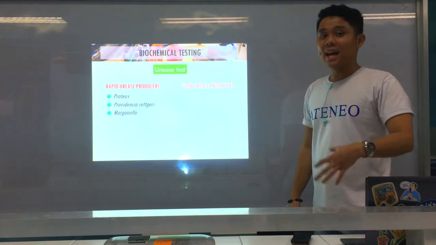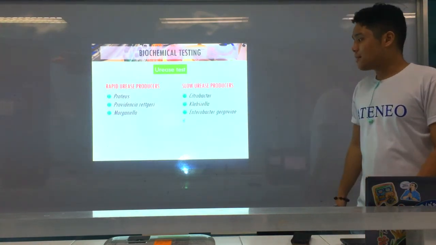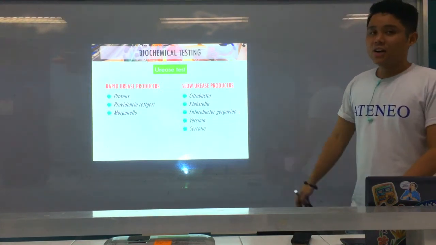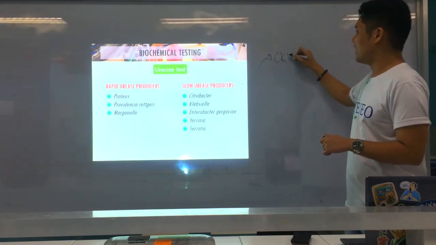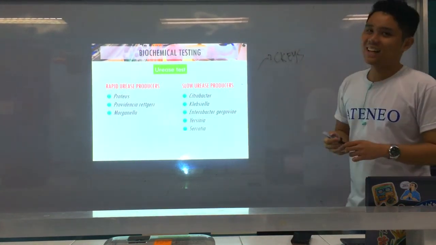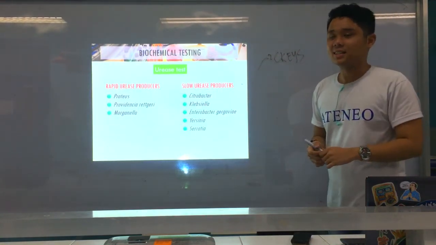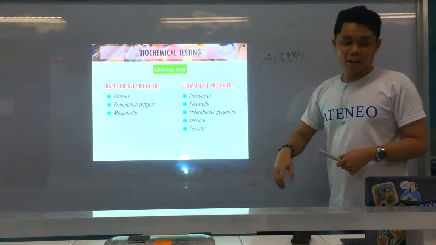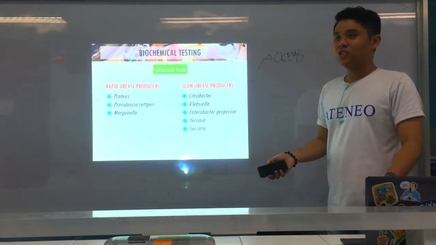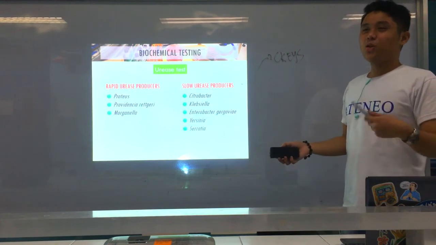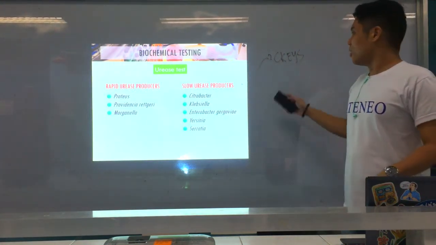And we also have what we call the late urease producers, or slow rather. We have Citrobacter, Klebsiella, Enterobacter gergoviae, Yersinia, and Serratia. And our mnemonic for that is C keys. Again, slow urease producers: Citrobacter, Kleb, Enterobacter gergoviae, Yersinia, and Serratia. So these are slow urease producers, not as fast as the rapid urease producers.